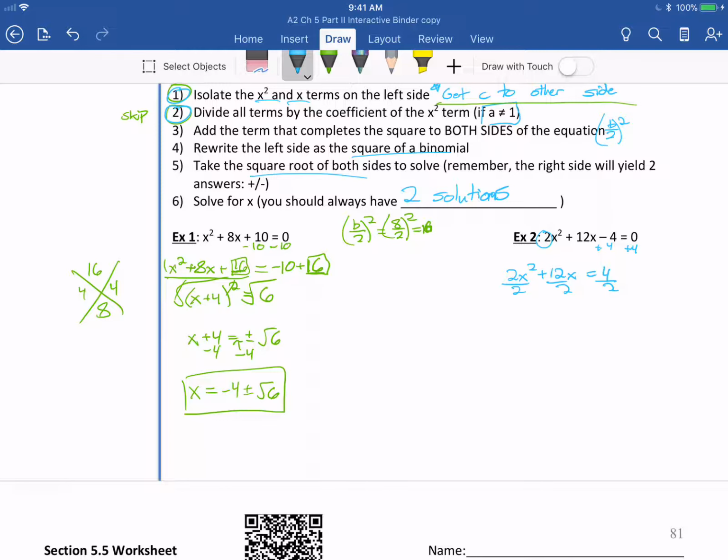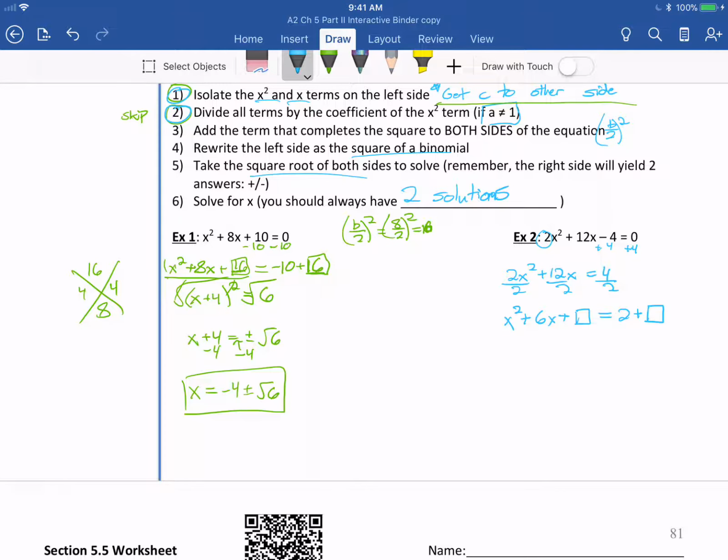So make sure you do this at this point. A lot of people take my b is 12 right now and do 12 divided by 2, which is 6, and square that. You have to make sure you divide it by 2 first. So now I have x squared plus 6x plus box is equal to 2 plus box.